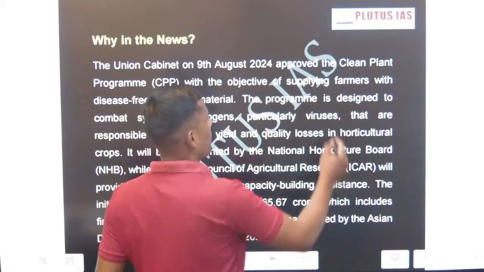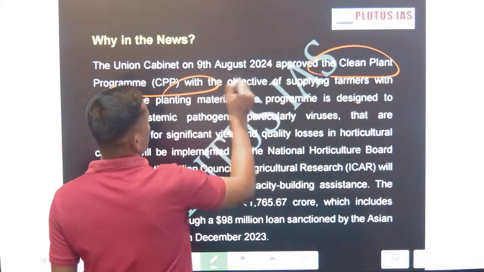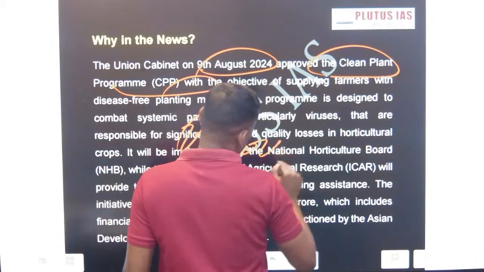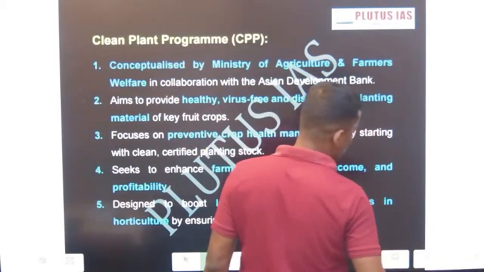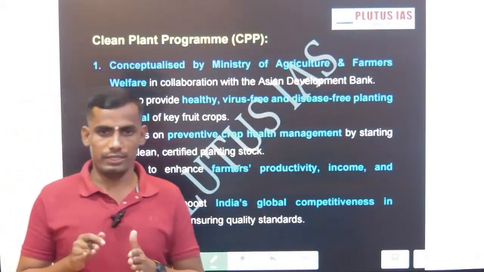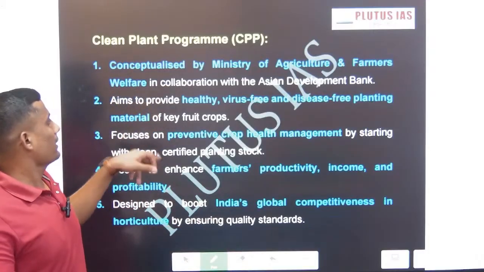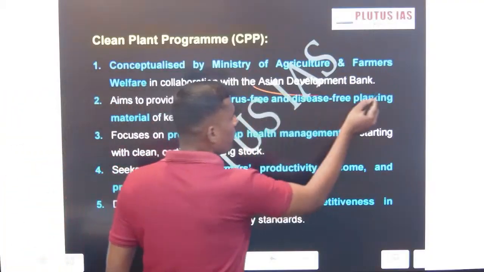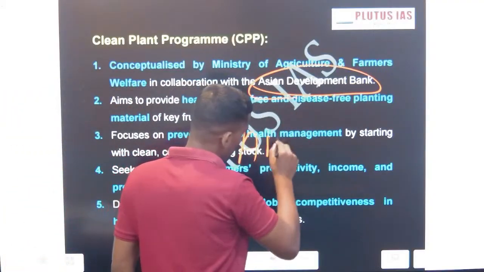As I told you yesterday, PIB published the article. This scheme was launched in August 2024. Everyone knows this is in the field of horticulture. Now these are conceptual, under the Ministry of Agriculture and with reference to the ADB. Why have I specifically mentioned the ADB?